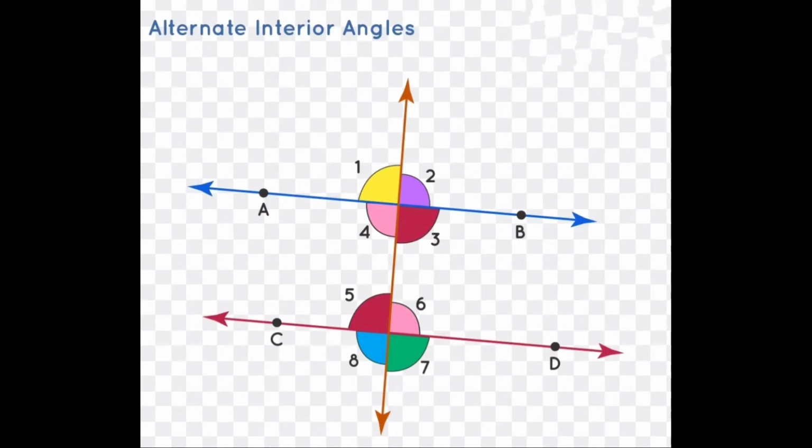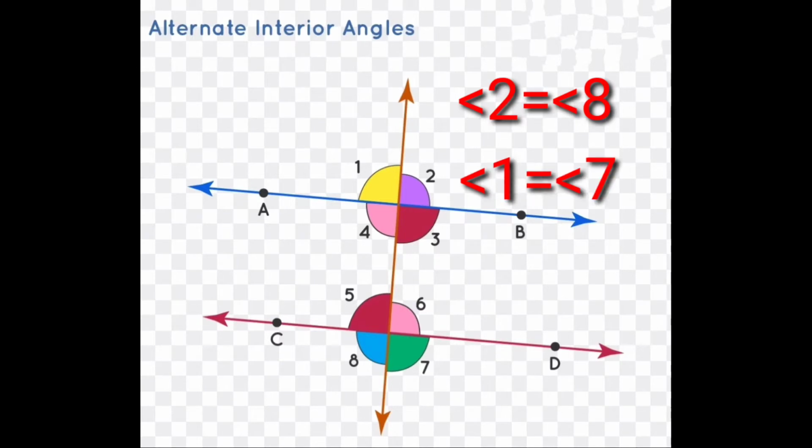Next we are going to discuss alternate interior angles. When two parallel lines are cut by a transversal, then alternate angles are formed. Here, which are the alternate angles? 2 and 8 are alternate angles, and 1 and 7 are also alternate angles. Alternate angles are of both exterior and interior types.